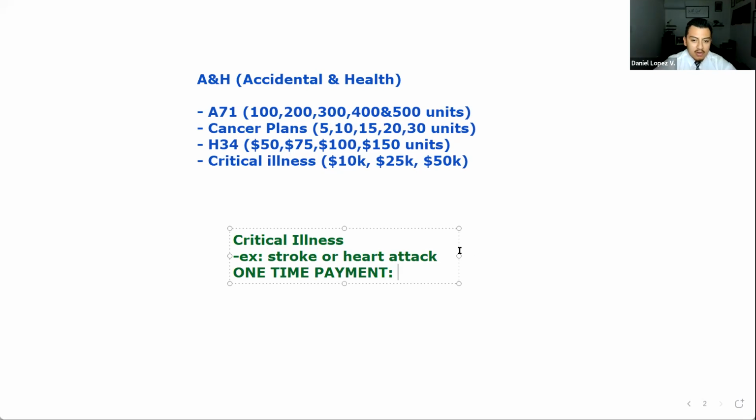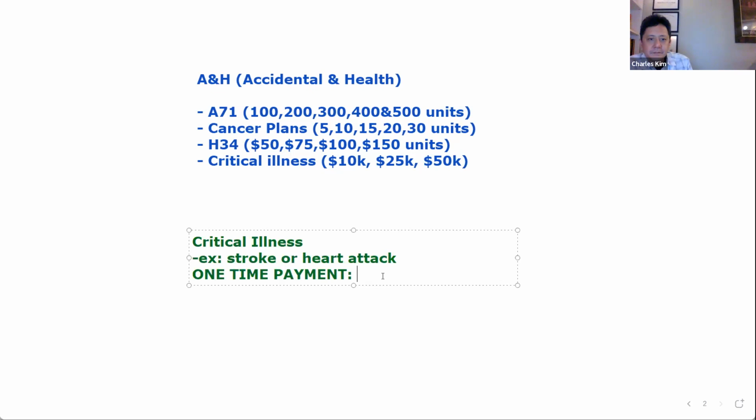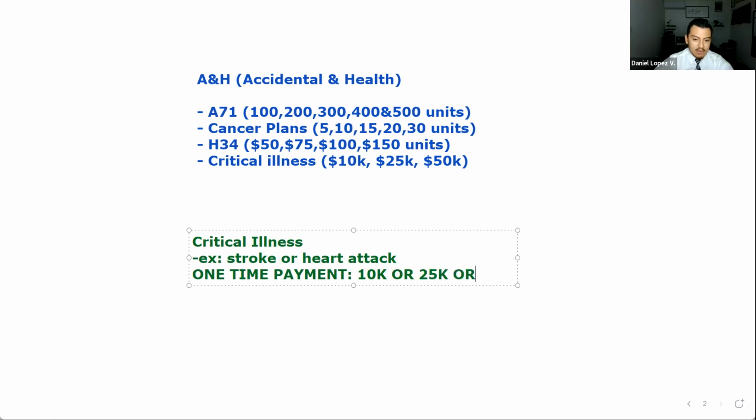depending on the one you got, it would be 10,000 or 25 or 50,000. That's it. That's all it does. If you're diagnosed with a critical illness, you get a one-time payment of 10, 25, or 50. Okay, it's that simple. And it's very affordable too.